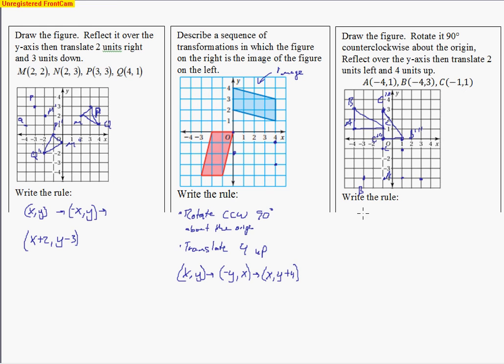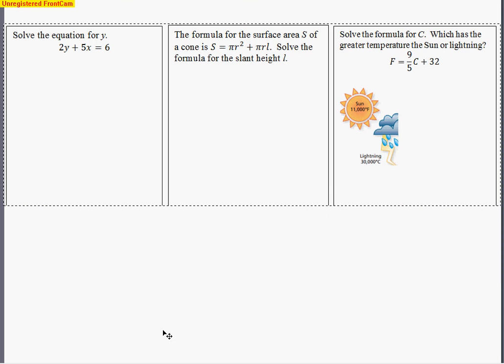So once we've done that, we're going to write the rule, and we started off with x, y. Now we rotated it counterclockwise, so the y's and x's are switching, and the y's become negative. And then we go with the reflection over the y-axis, so the x values are what switched. And then we did a translation of, looks like 2 left, so x minus 2, and 4 up, so y plus 4. Let's take a look at the last 3 problems here.